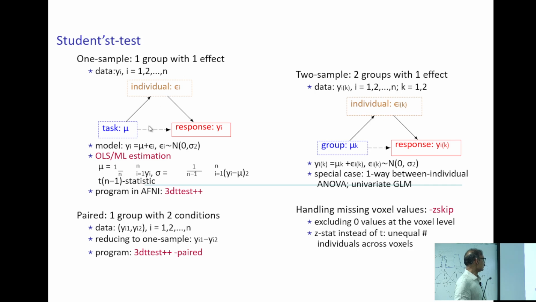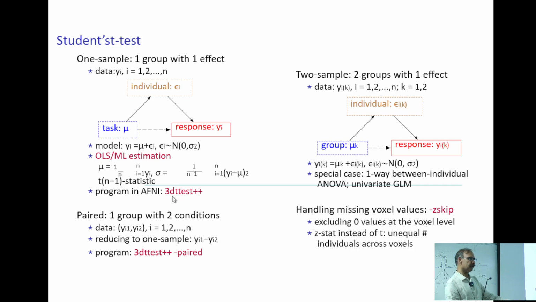So in this case, this is the model, this is the task response, this is the error, right? And so in this case, what we are doing is finding how it compares with the null hypothesis, and then we find differences. So in AFNI, the program is called 3dttest, right?